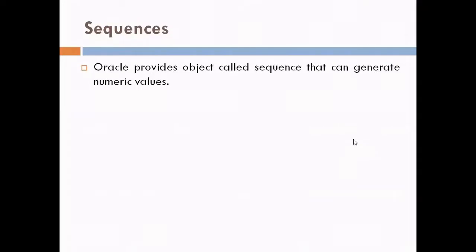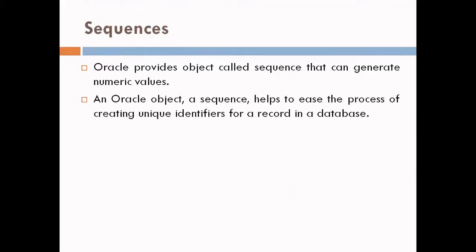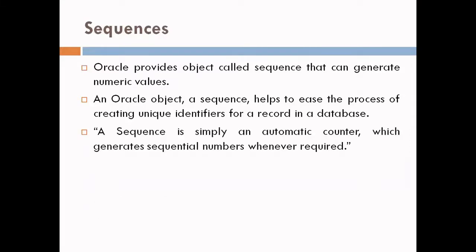Oracle provides an object called a sequence that can generate numerical values. An Oracle object, a sequence, helps us in the process of creating unique identifiers for a record in a database. It means with the help of a sequence, we can generate an automatic number, and those numbers will be unique for the entire database. So the definition of a sequence: a sequence is simply an automatic counter which generates sequential numbers whenever required.